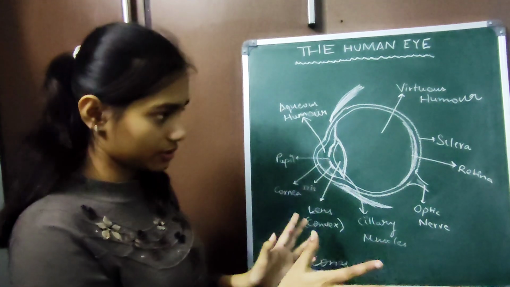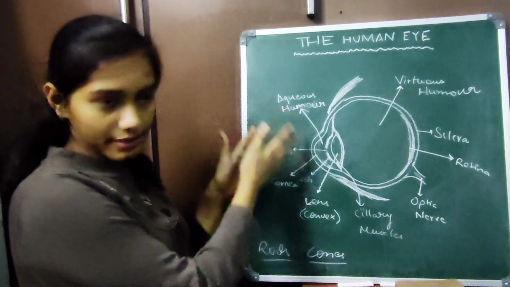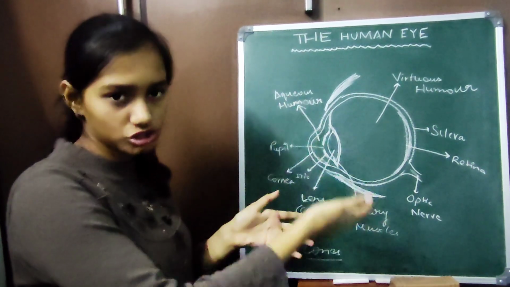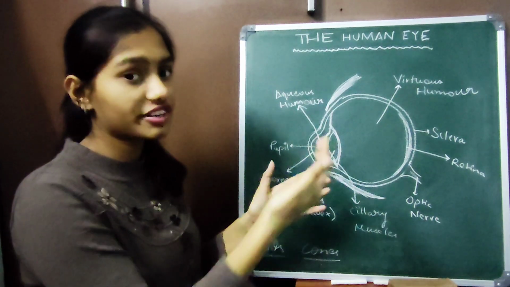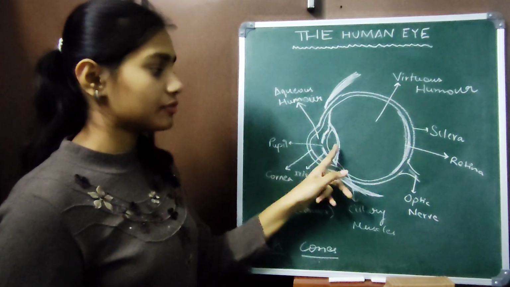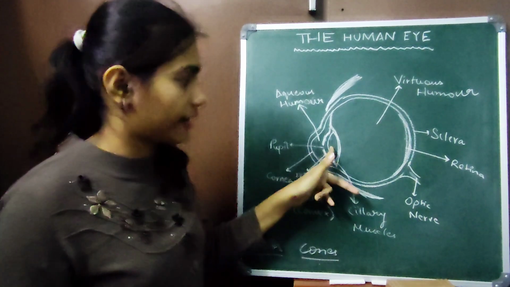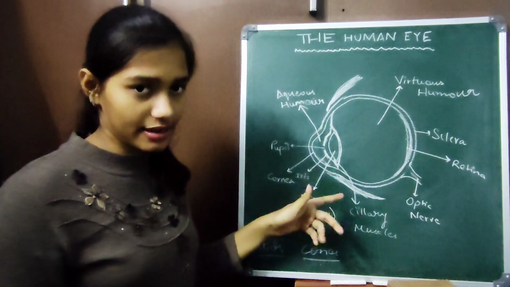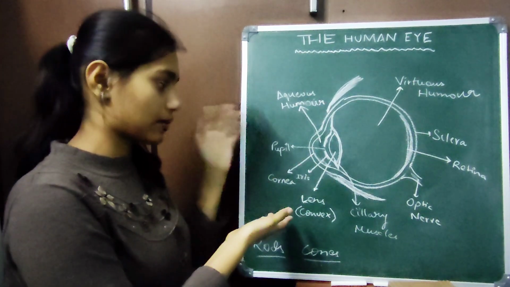So to conclude, our cornea and the aqueous humor are the main portion of the human eye that does most of the refraction of the light, because when the light enters, the function of a lens is to refract the light, right? So the light gets refracted. So most of the refraction is done by the aqueous humor and cornea.